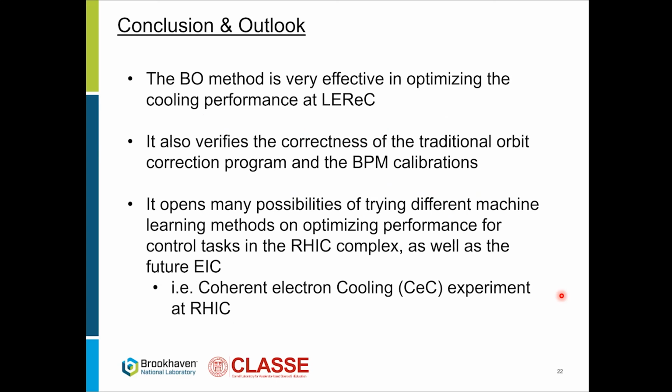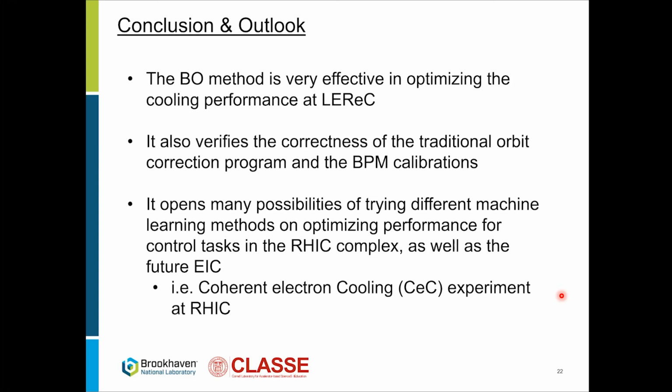Okay. Here are some conclusions and outlook from our experiment. We have shown that the Bayesian optimization method is very effective in optimizing the cooling performance at the RHIC systems. It also verifies the correctness of our traditional orbit correction program and the BPM calibrations, because at RHIC before, it was always assumed that ion beams are always at the center, and all we need to do is maintain the electron position at the center to achieve maximum cooling rate.